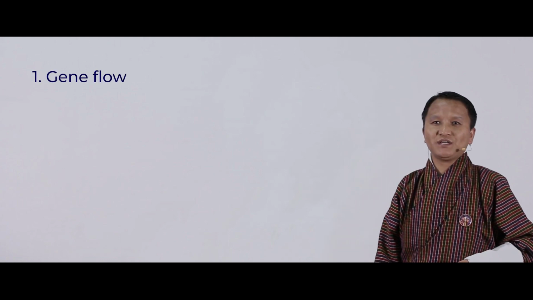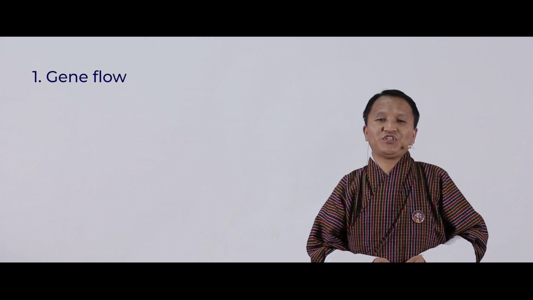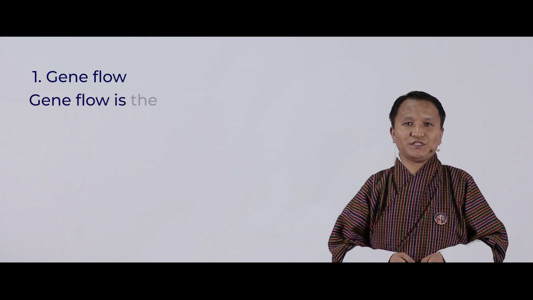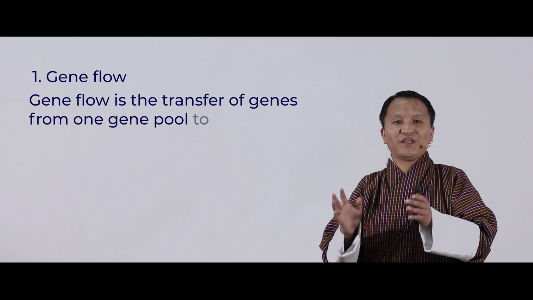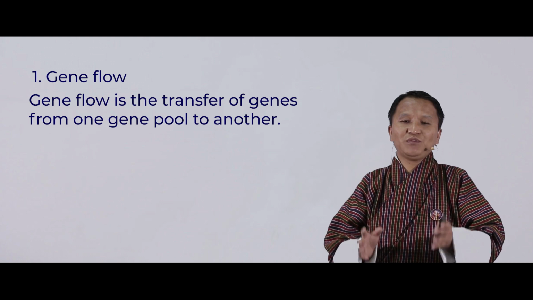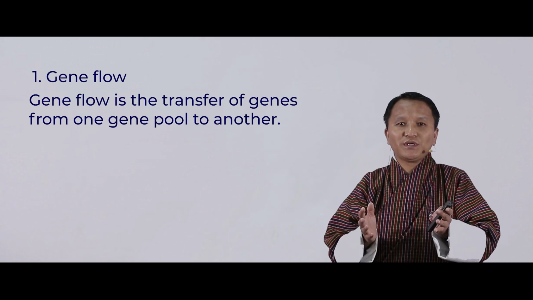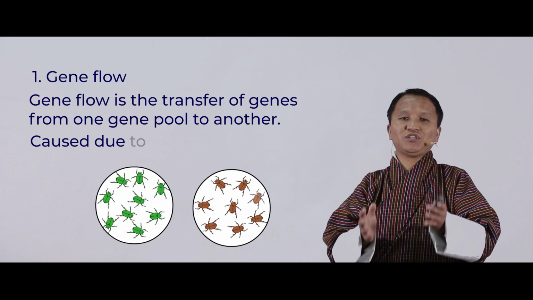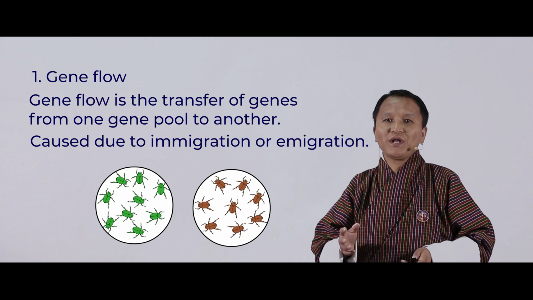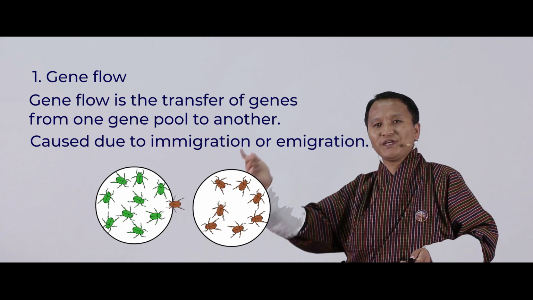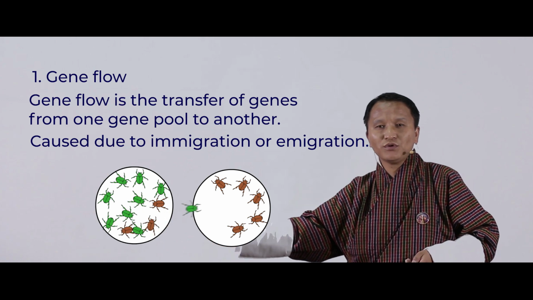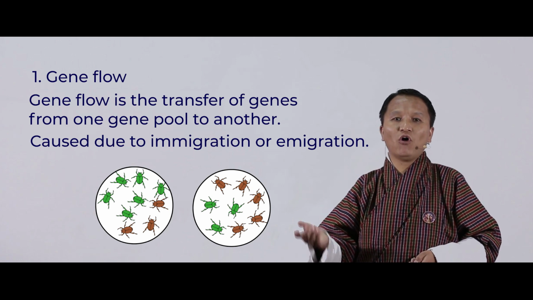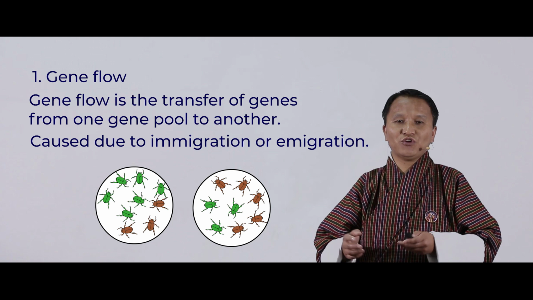Number one, let us look at gene flow. What do you think would be gene flow? Gene flow in simple terms refers to the transfer of genes from one gene pool to another gene pool. Now, a gene pool is found in a group of population, or groups of populations together constitute a gene pool. So if there is movement of a member from one population to the other, and from the other group to another group of population, it shows that there is free flow of genes resulting in the exchange of genes.